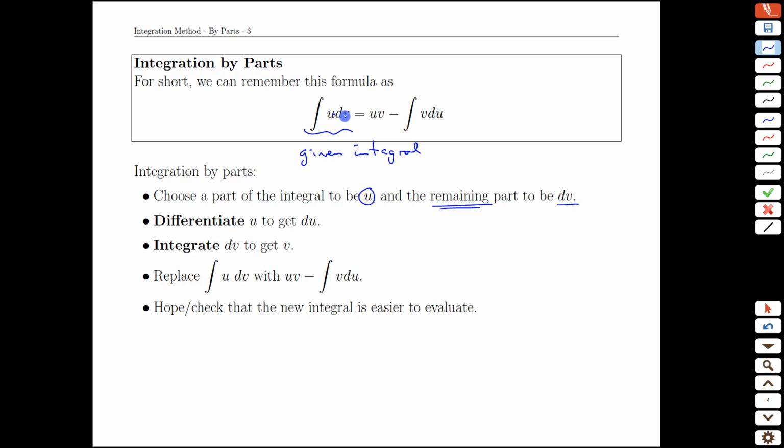I also have a dv to start with, but I want a v. Well, we're going to integrate the dv part to get a v. Once we have those building blocks, we'll be able to fill in this right-hand side of the equation, and then we check, hoping that our new integral is actually easier to evaluate than what we started with. So we're hoping that this new form is nicer than the original. We'll work through numbers of examples of this, and that'll help you ground this very generic theory with some practical applications.